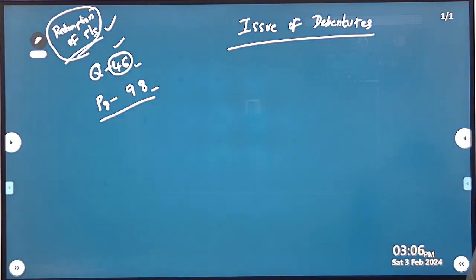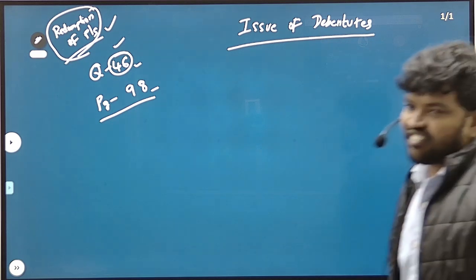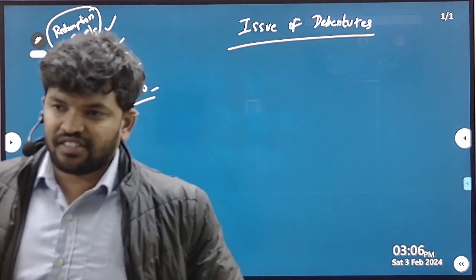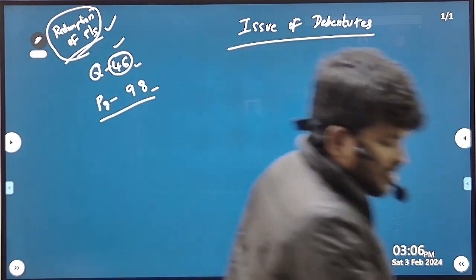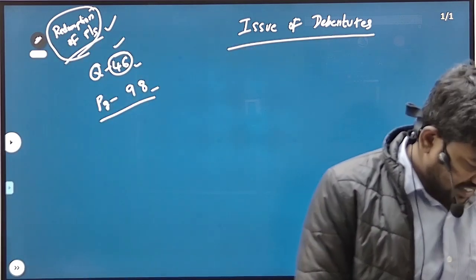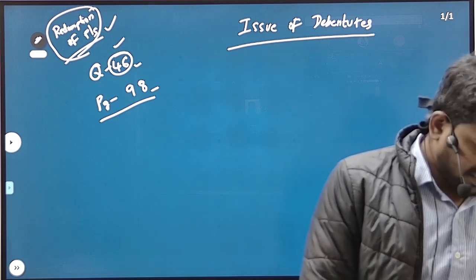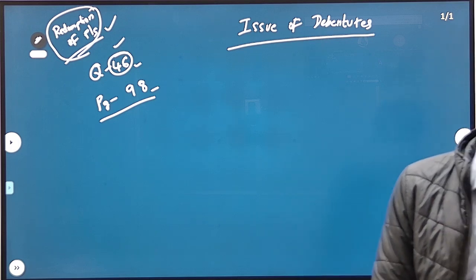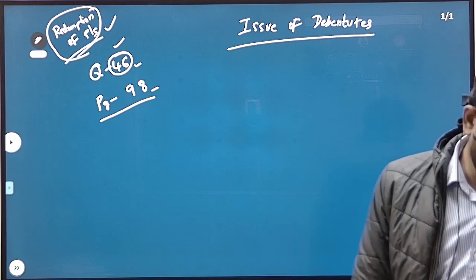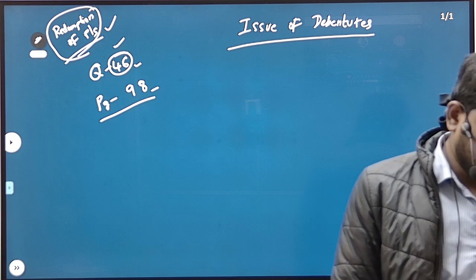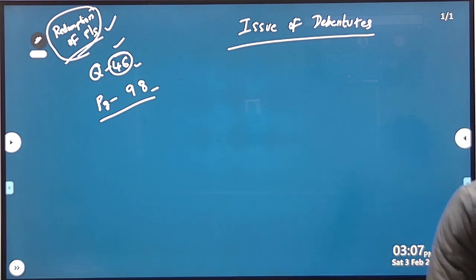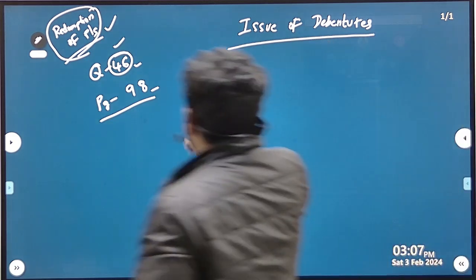Brijesh, read the sum. Narration is not required, only journal entries. No, issue at par. Redeemable at par. Okay, we will see the first one.